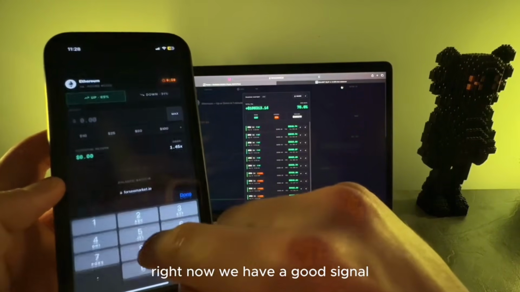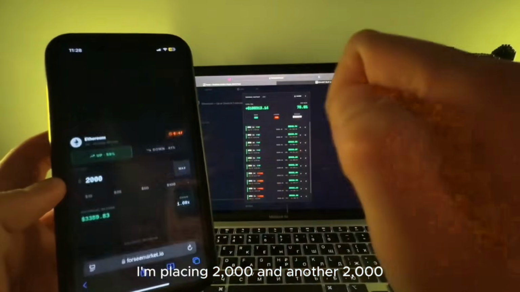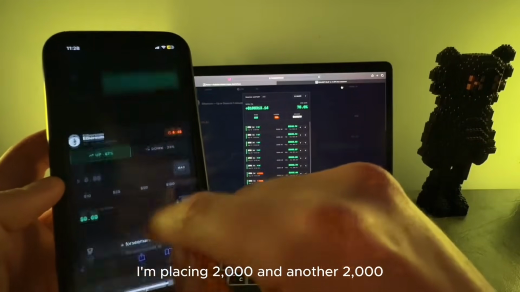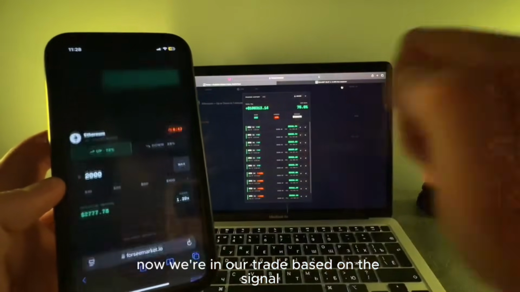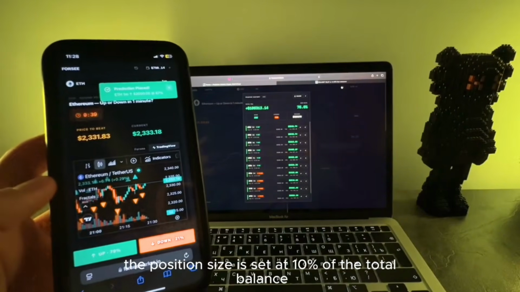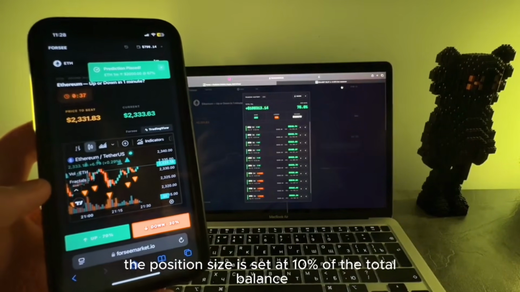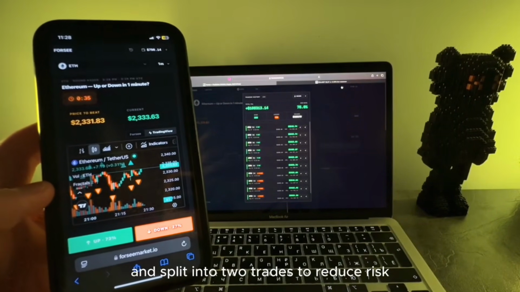Right now, we have a good signal, so let's enter the trade. I'm placing 2,000 and another 2,000. Now we're in our trade based on the signal. The position size is set at 10% of the total balance and split into 2 trades to reduce risk.